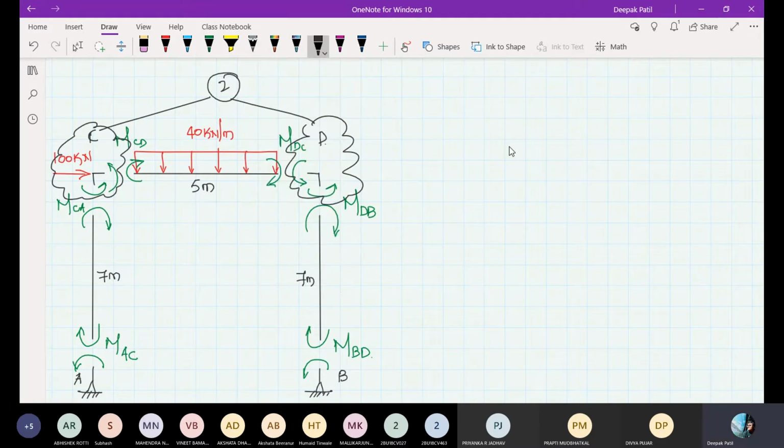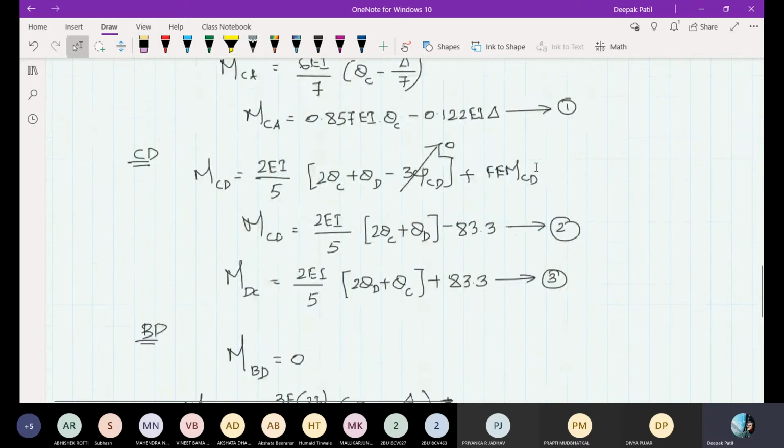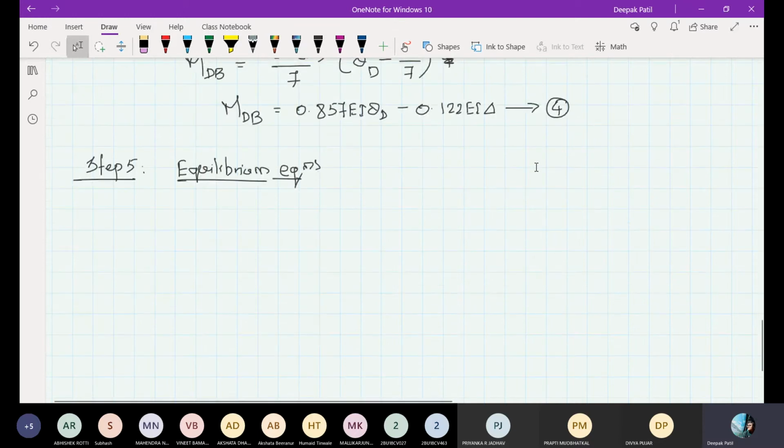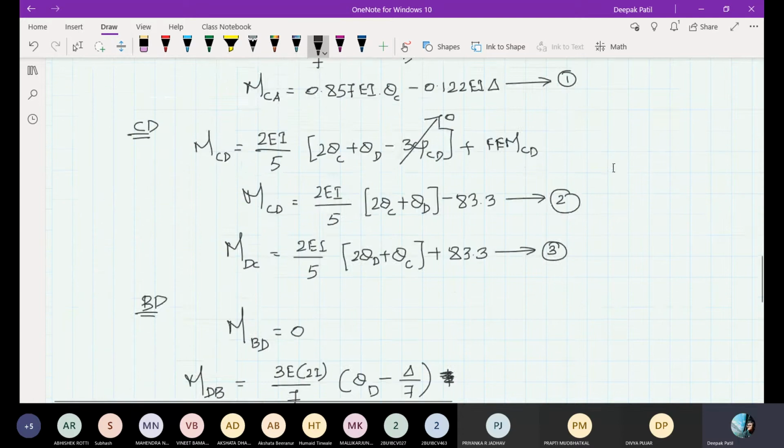Okay, I will tell you that the third equilibrium equation, we call it the global equilibrium equation. What is that global equilibrium equation? I will explain. First, let us write the equilibrium equations at points C and D. Let me first write the equilibrium equation at C. So what will be the equilibrium equation at C?